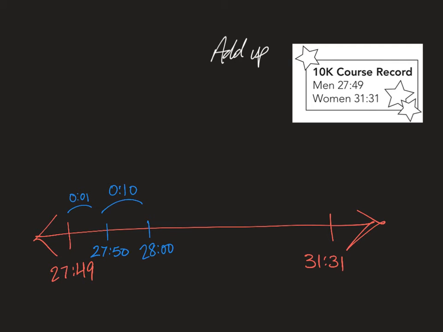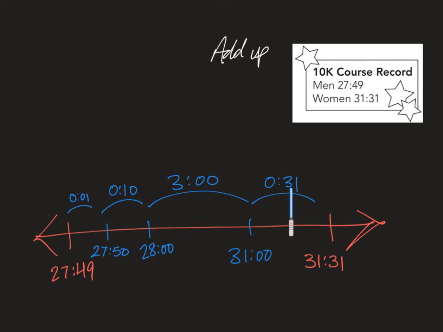Now, I could add 1 minute, 2 minutes, 3 minutes. And that would bring me to 31 minutes. And now just adding that last 31 seconds brings me to my higher number. Now I just need to figure out the difference between all this that I just worked out.